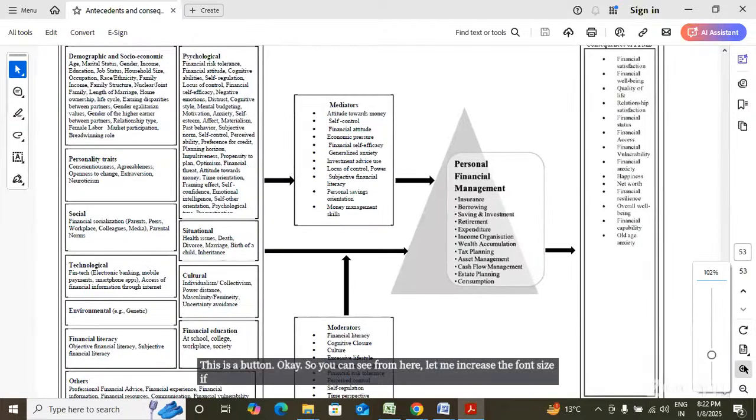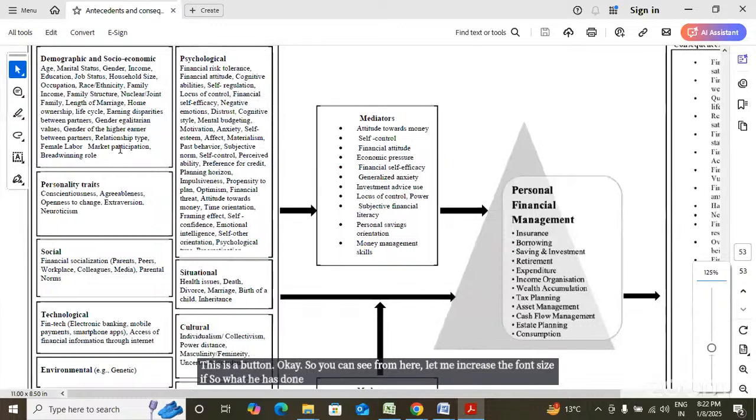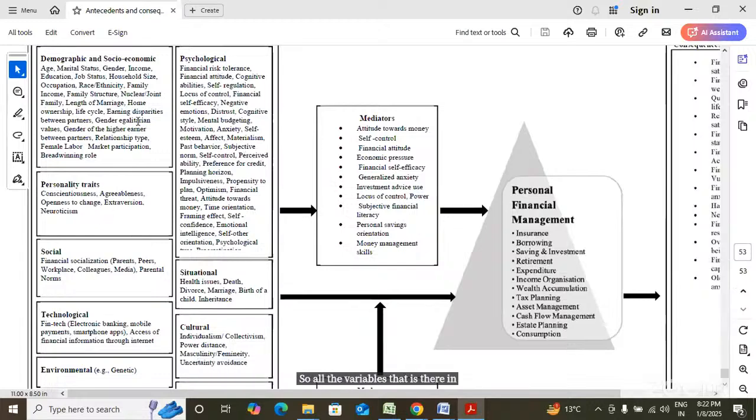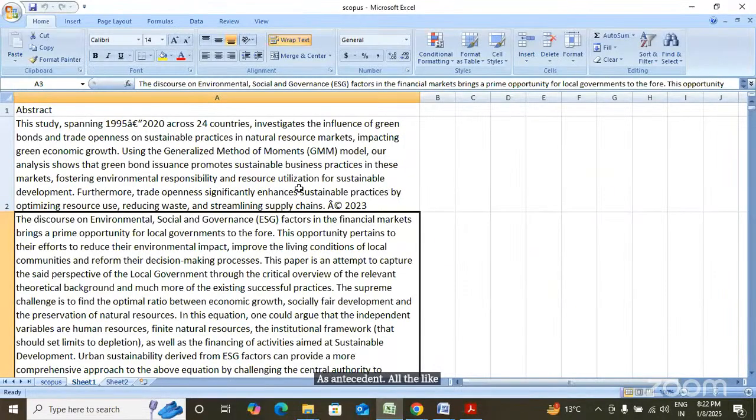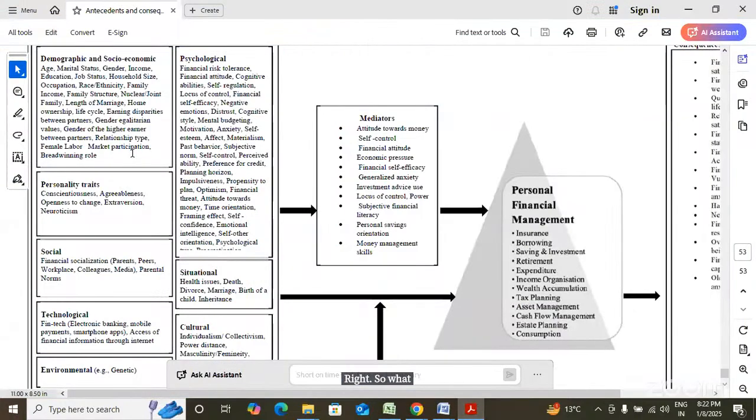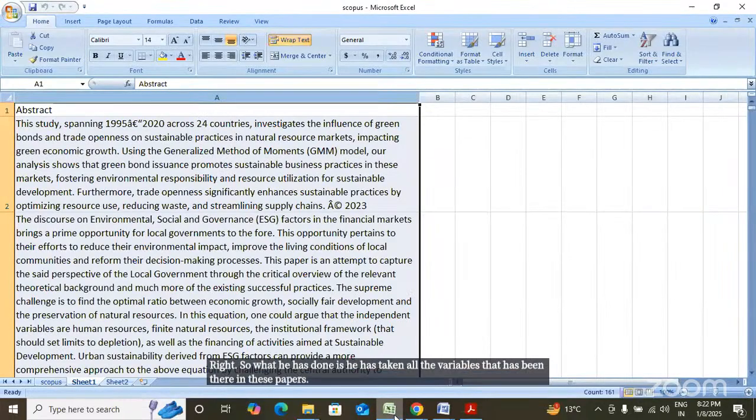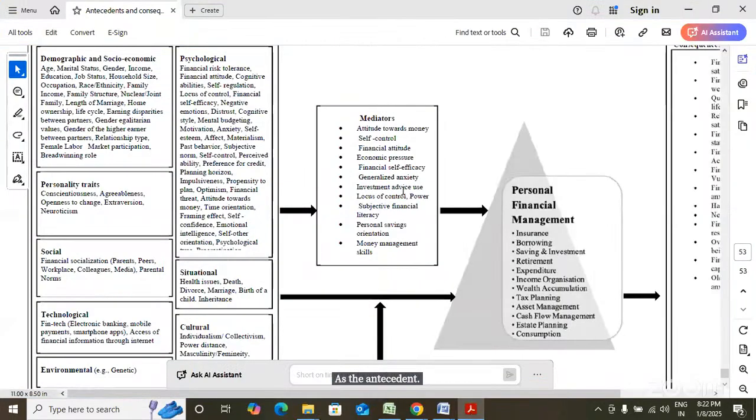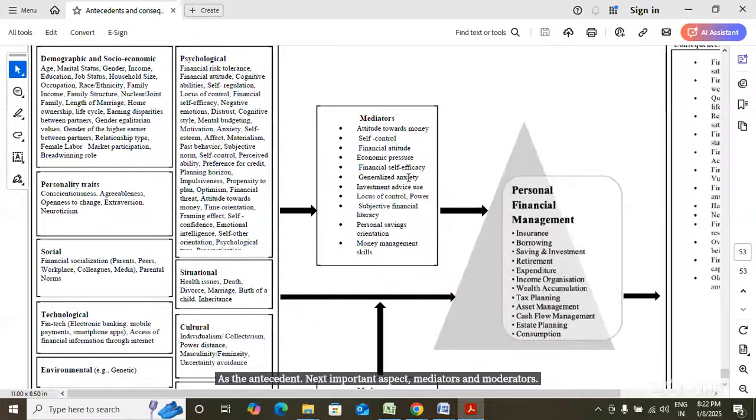What he has done is he has also made the ADO model. So all the variables that are there in the papers, he has taken as antecedent. Let's say these are the 161 papers, right? He has taken all the variables that have been there in these papers as the antecedent. Next important aspect, mediators and moderators. So he has put them into decision factor.